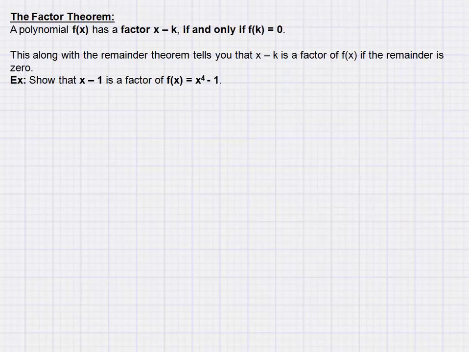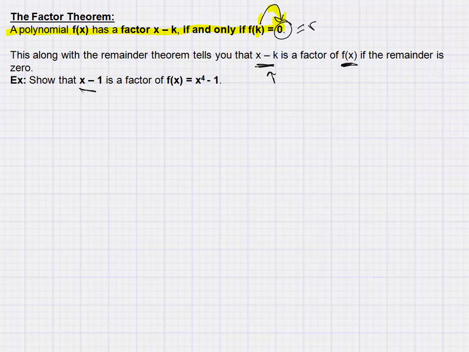So then the other theorem we need to discuss is the factor theorem. The factor theorem says a polynomial f of x has a factor x minus k if and only if f of k equals 0. Well, remember, f of k is going to give me the remainder. So what this is really saying in conjunction with the remainder theorem is that the remainder is 0. So if you combine the remainder theorem and the factor theorem, what you're basically saying is if you take a function f of x, divide by x minus k, and the remainder is 0, then x minus k is a factor. Okay?